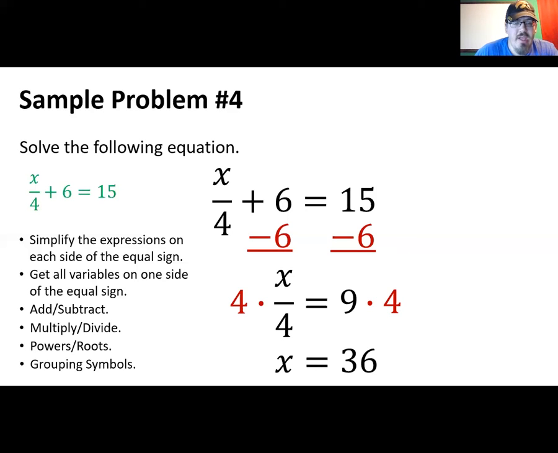And if we do a quick check of our work, going back to the original equation, plugging 36 in for x, 36 divided by 4 is 9. 9 plus 6 is in fact 15. And so there's our solution.